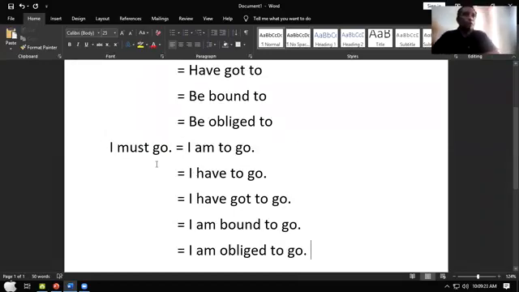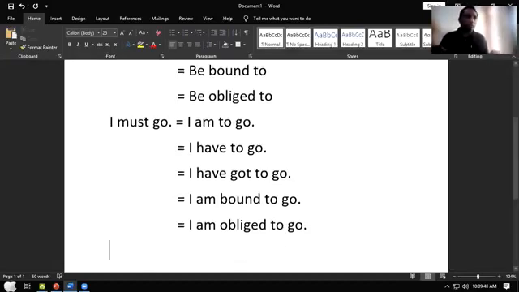In our question paper, we may be given am to, have got to, am bound to, or am obliged to in place of must. In that case also, we have to transform it from affirmative to negative by using cannot but or cannot help. So the negative sentence for all these affirmative sentences is similar.